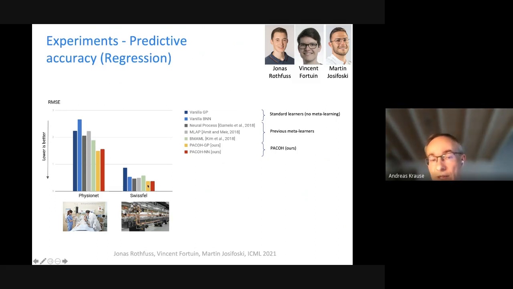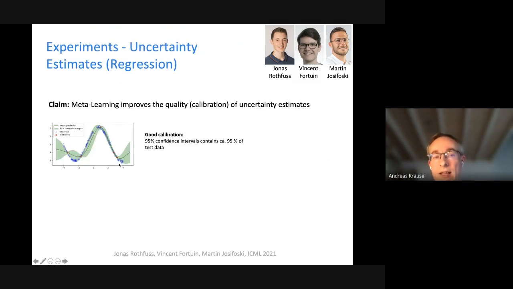And in some cases, you really get quite substantial improvements, both in terms of prediction error, but maybe more importantly, also in terms of calibration. So here are some results. What you, of course, want for downstream decision tasks is that your probabilistic model well captures the unknown function in regions where you don't have any measurements, right? So you want to get a situation that looks like this, where your 95% confidence intervals contain roughly 95% of the test data.